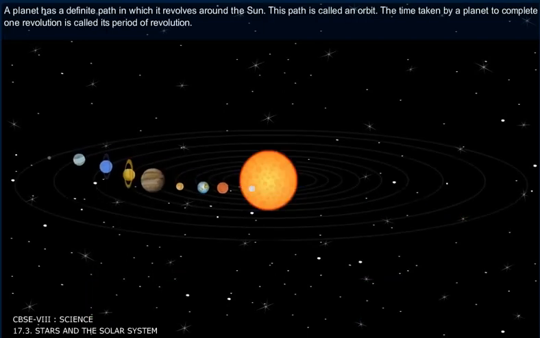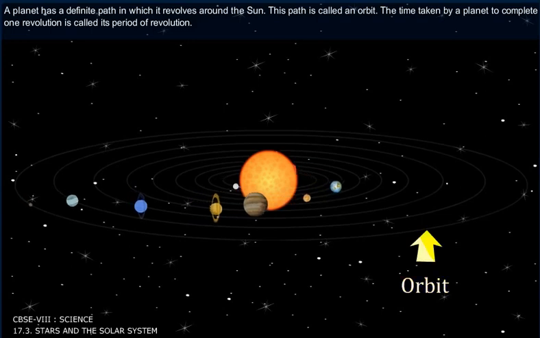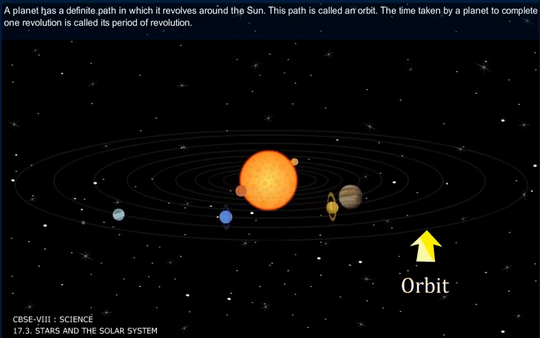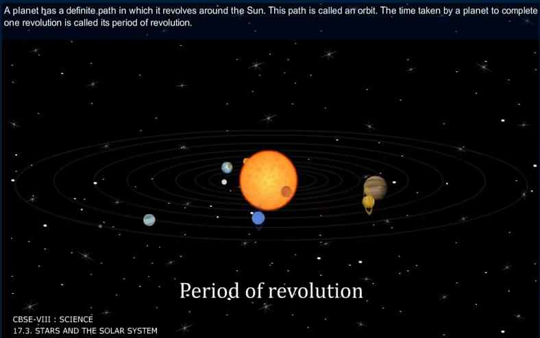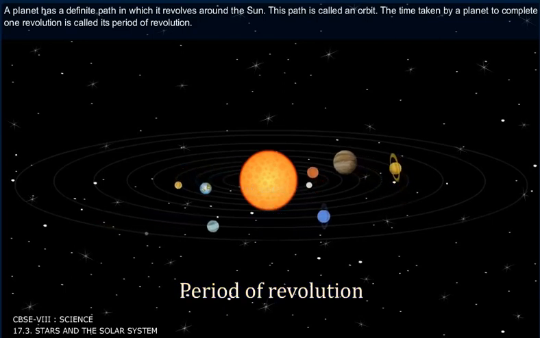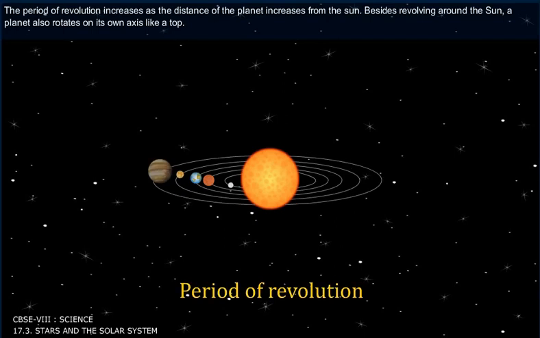A planet has a definite path in which it revolves around the Sun. This path is called an orbit. The time taken by a planet to complete one revolution is called its period of revolution. The period of revolution increases as the distance of the planet increases from the Sun.